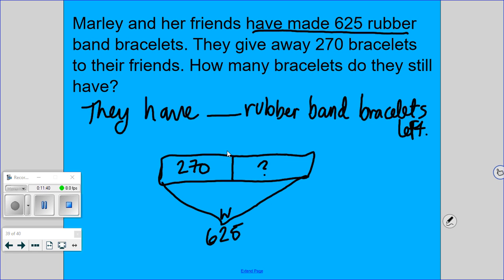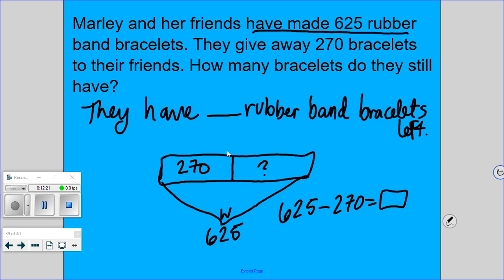What equation can I make from here? From here, what is going to be my equation, William? Nope, I need an equation. That's a strategy to solve an equation, but I don't have an actual equation yet. Go ahead, William. 625 minus 270. Whole minus part equals the other part.